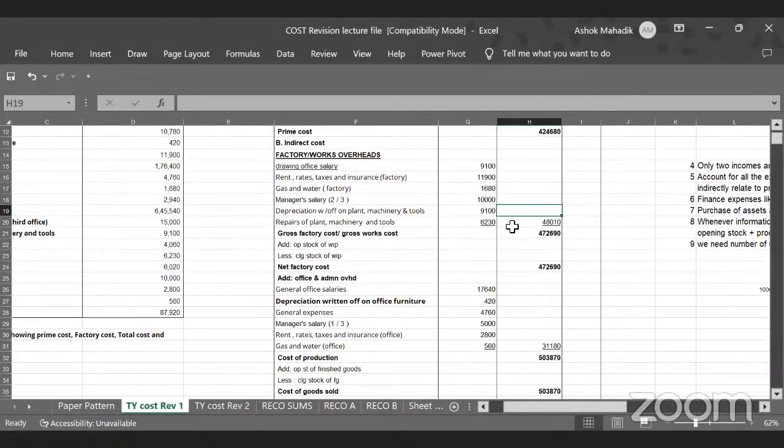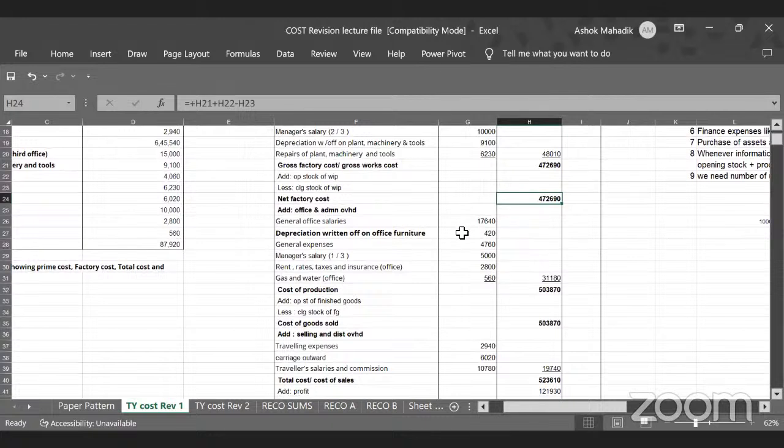Take them in the inner column, take the total in the outer column, add to prime cost, and you'll get gross factory cost. If we had been given WIP opening and closing, we would have mentioned it here. Right? We get net factory cost. Then we go to office overheads. Under that, we cover all the office items. Then we add the office overheads total to your net factory cost. You get cost of production.